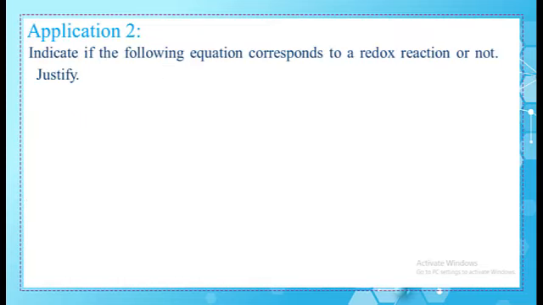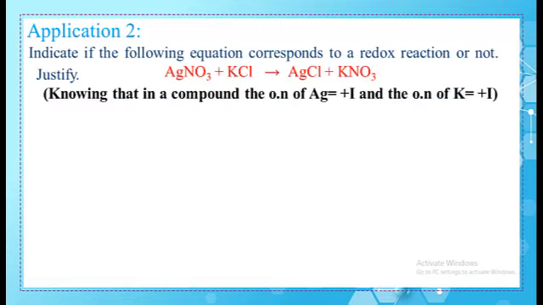Application number 2. Indicate if the following equation corresponds to a redox reaction or not and justify your answer. AgNO3 plus KCl give AgCl plus KNO3. You have given, knowing that in a compound, the oxidation number of Ag equal to +1 and the oxidation number of K equal to +1 also. So, let's start with calculating the oxidation number of each atom constituting each compound alone.